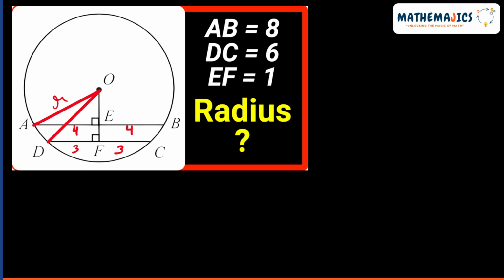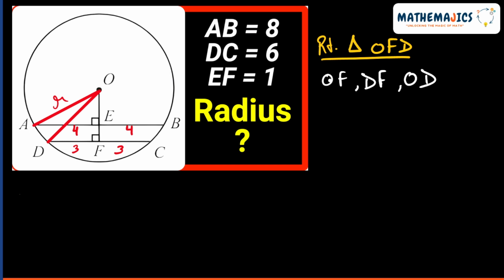Now please look at the right triangle OFD. In right triangle OFD, the perpendicular is OF, the base is DF, and the hypotenuse is OD. So OF, we do not know the length of OF. We know the length of DF, that is 3 units. We don't know the length of OD.